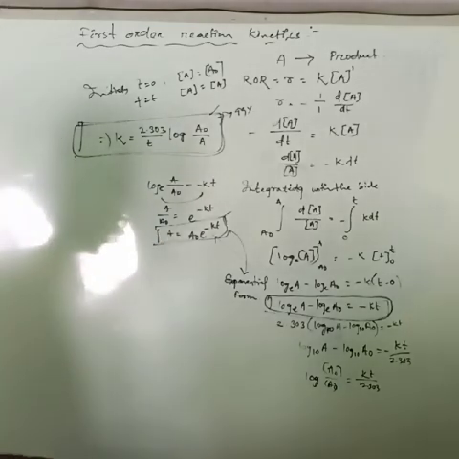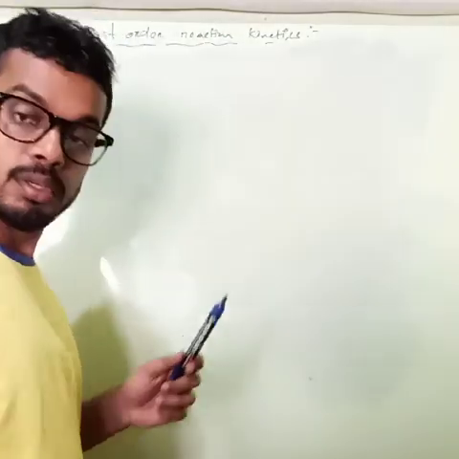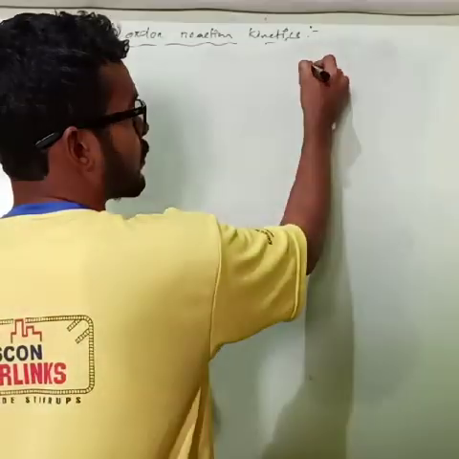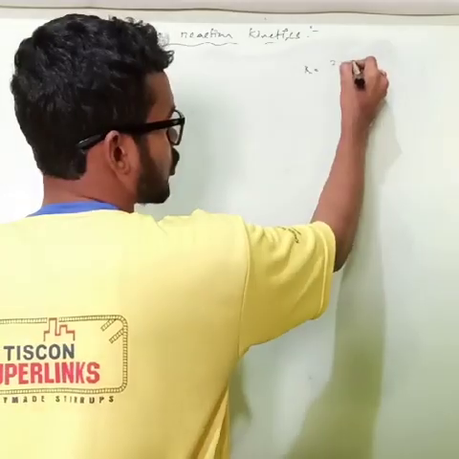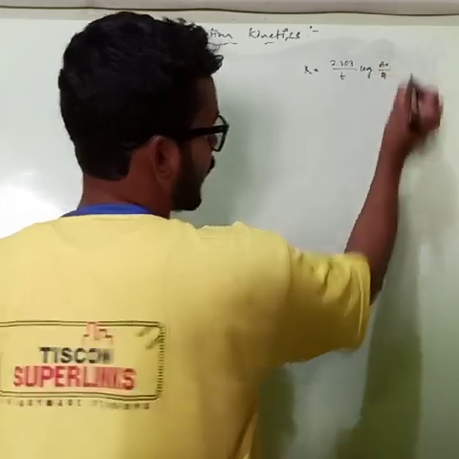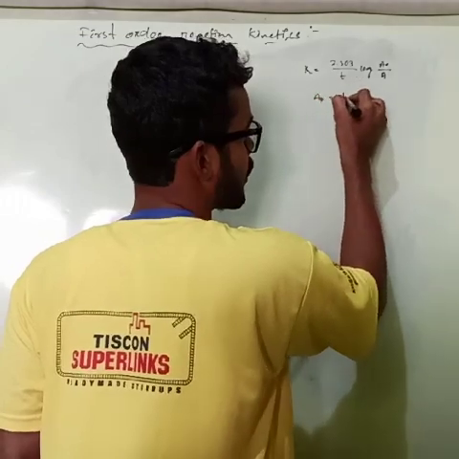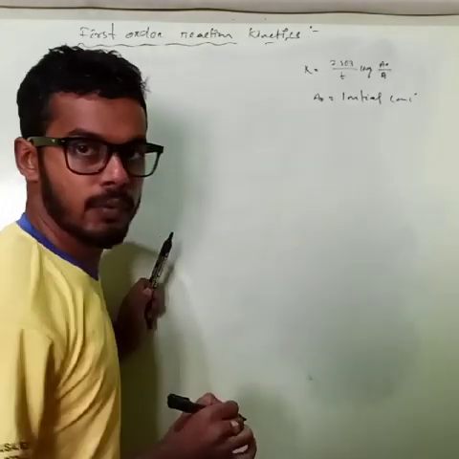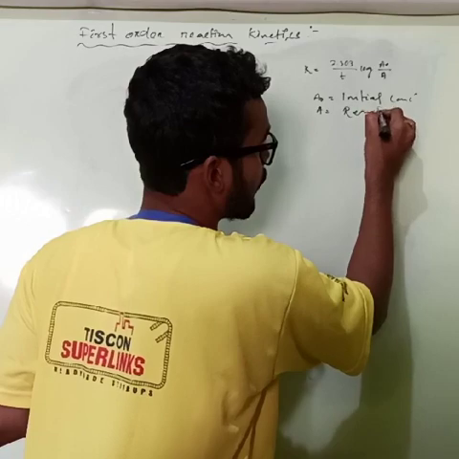Okay, let me clean. So what is the formula that we got? K equals 2.303 by t log a naught by a. A naught is the initial concentration, and a is the remaining concentration.